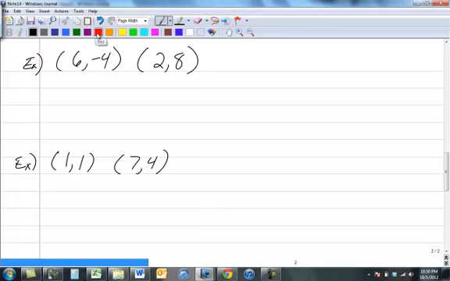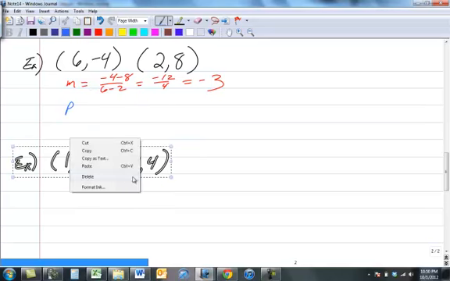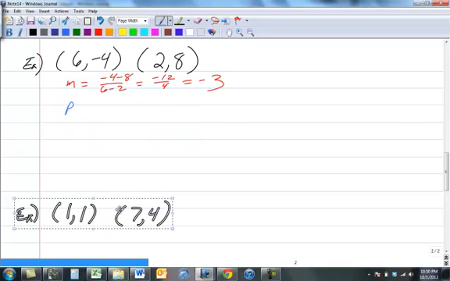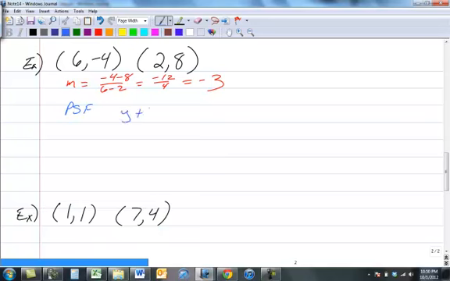All right, so hopefully on both of these, start off with slope. Slope is negative 4 minus 8 over 6 minus 2, which is negative 12 over 4. Number 1, your slope should have been negative 3. So your point slope form. Uh-oh. I need some more room. Hopefully your point slope form was y plus 4 equals negative 3 times the quantity of x minus 6.